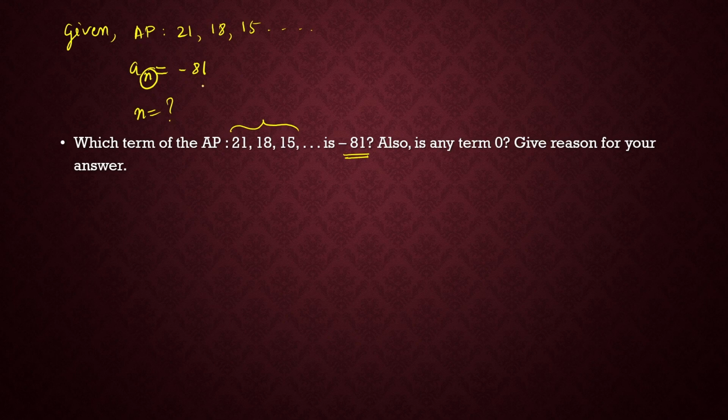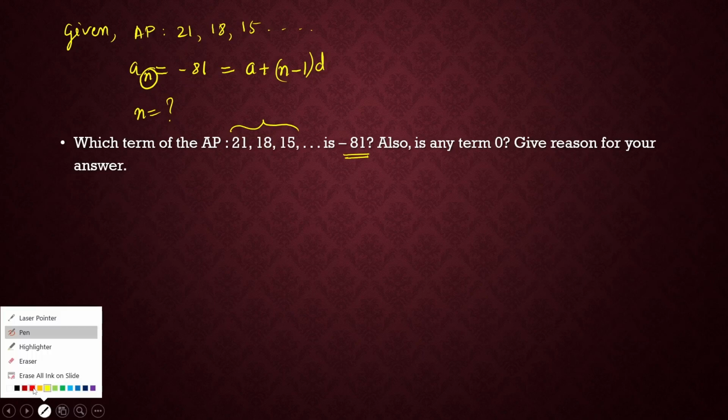Now you know the value of an. So what is your an? It's nothing but a plus n minus 1 into d. Here what and all values do I know? In this question, I know the value of a.